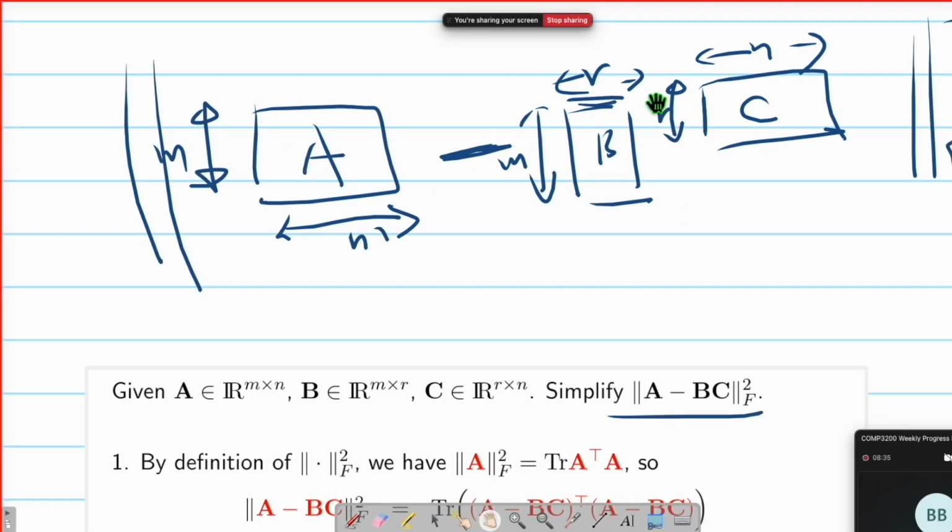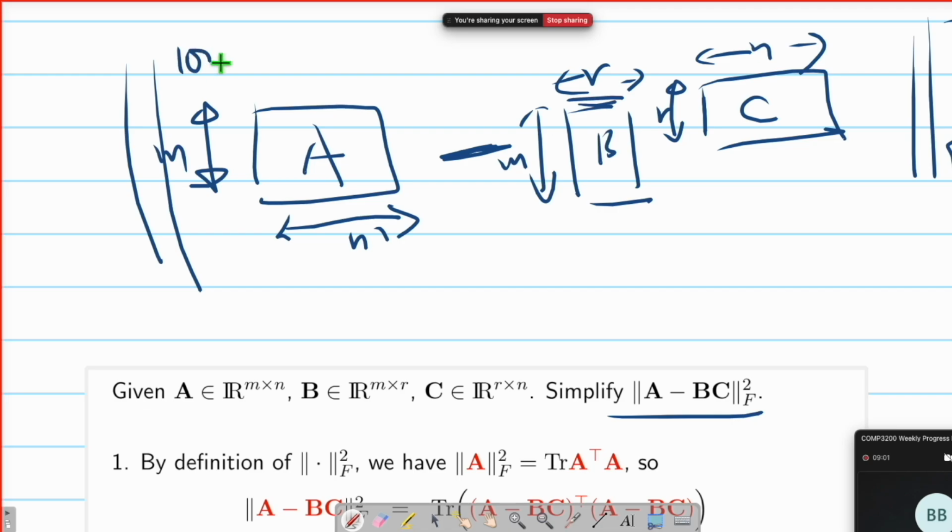So what is this? You can think of this as how much mismatch between BC and A. Suppose A equals BC, then the subtraction is 0. So this is the amount of error between A and BC. A is a matrix, B is a matrix, C is a matrix. So I'm saying I write down a matrix as a product of two matrices.